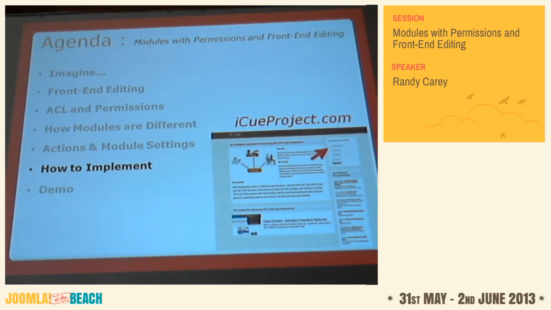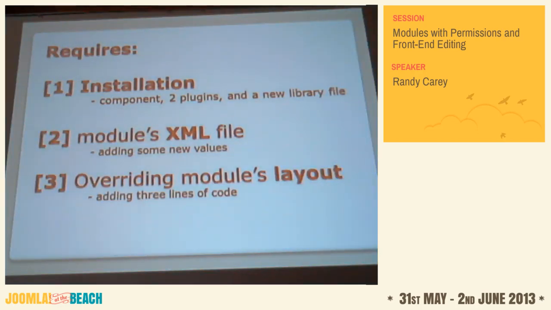Okay, how do we implement this? Like I said, I thought I'd be able to come up and give you just a short little bit of code, just do this and that. And I do have a short bit of code for implementing, but it's going to have to tie into a library that I've worked on to get around the things Joomla isn't providing, which is directly managing permissions on modules. So there are three things. Basically, install the parts that I'm putting together. You have to edit the module's XML file and override a layout file in order to make this work.